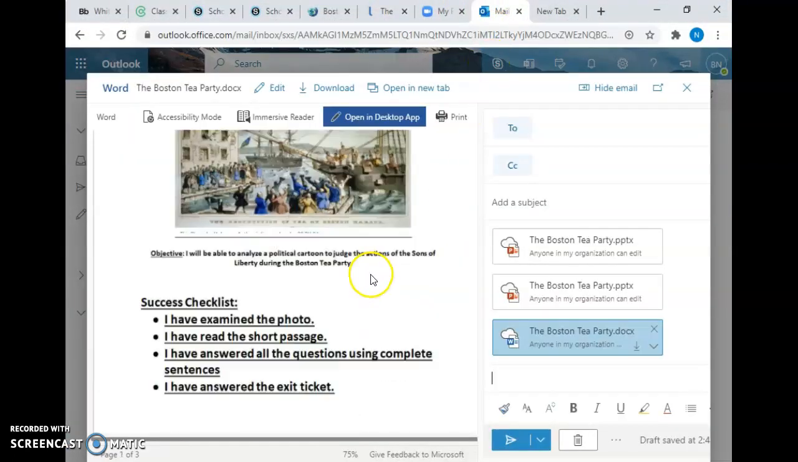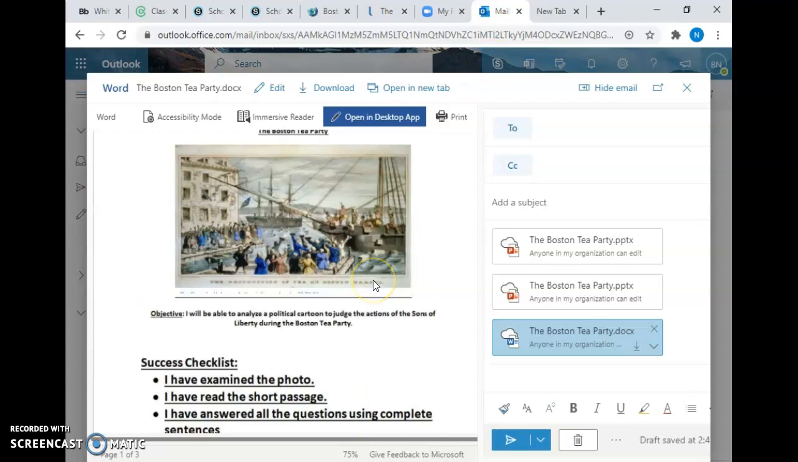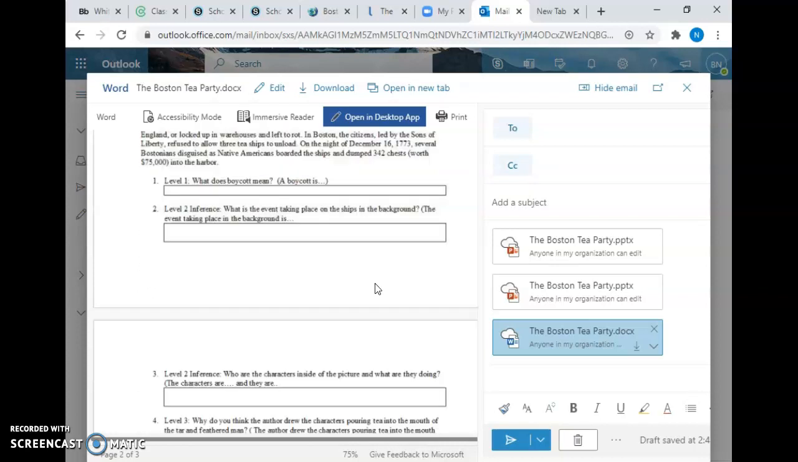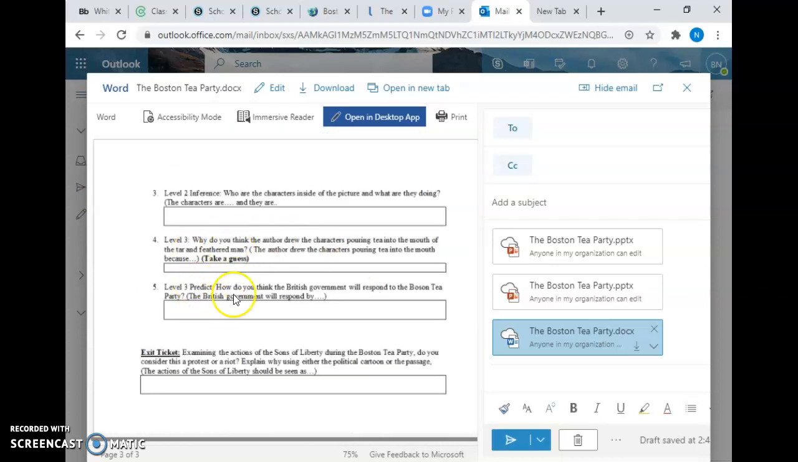So this is our worksheet today. Always go over the objective and your success checklist. So you're going to be analyzing this political cartoon and answering the questions. You have 2 level 3 questions here, so really take your time and think about them.